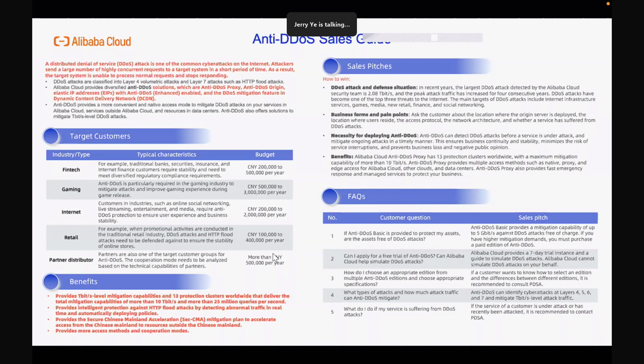While the second one is that you can ask the BD to see if you can enjoy any coupons for the test. But Alibaba Cloud will not help our customers to simulate the DDoS attack, but we will recommend the customers to find some tools to simulate the DDoS attack.